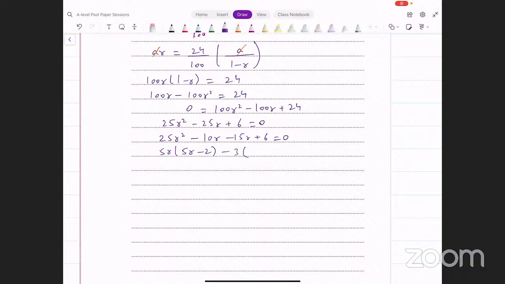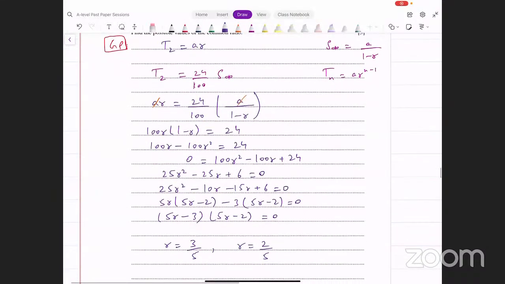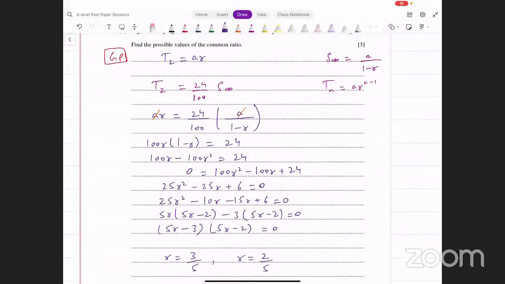यहाँ से हमने 3 common लिया, and we got 5R minus 2. We got two factors, 5R minus 3 and 5R minus 2 equals 0. R equals 3 over 5 or R equals 2 over 5. ये दो values आपके पास आ गई, the possible values of R. उसने कहा था find the possible values of the common ratio. That means you are going to get multiple results. ये हमारे पास दो results आ गए हैं. ठीक है?